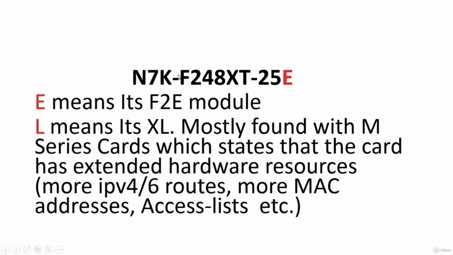So I have explained you: N7K means 7000 series, F means F series, 2 means generation, the second generation. 48 means total number of ports. X means the capacity of the largest port in the module, which is 10 GE here. T means the port type, in this case RJ45, the normal LAN connector. 2 means the version of Fabric module.